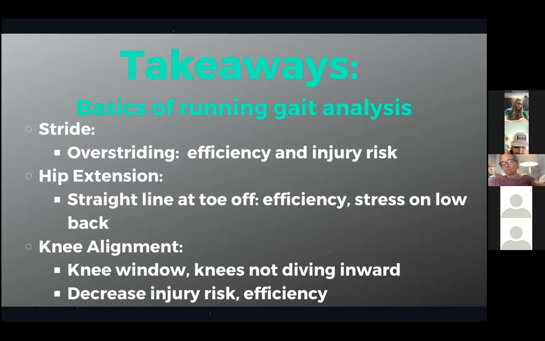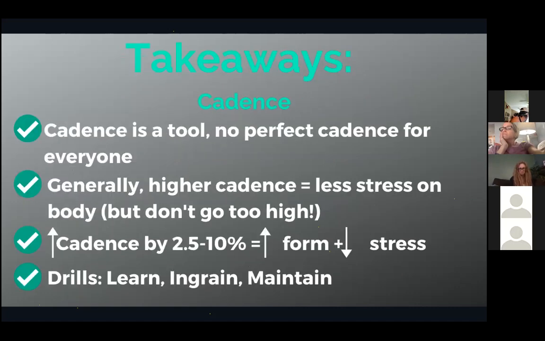And then we talked about something they both did really well, that knee alignment. We saw that knee window. That's a really, really easy thing you can look at to say, okay, is this person running, are their knees diving inward or not? And then we looked at the more advanced angle you can draw in a gait analysis to check that out as well. This is one that's really, really important for injury risk. So you decrease injury risk when you don't have that knee diving inward, what's called dynamic knee valgus. And it also improves your efficiency because you're not losing energy going inward, you're still propelling yourself forward more.